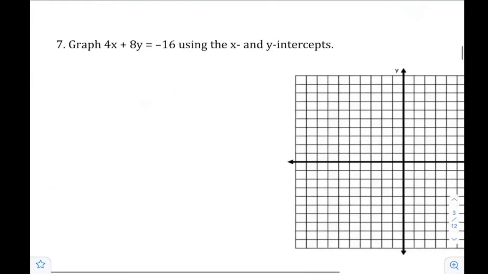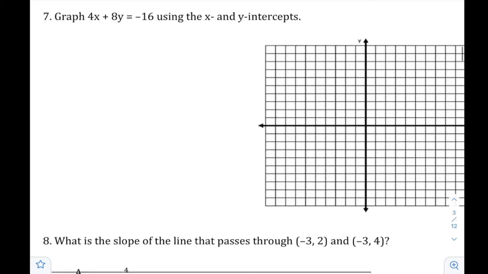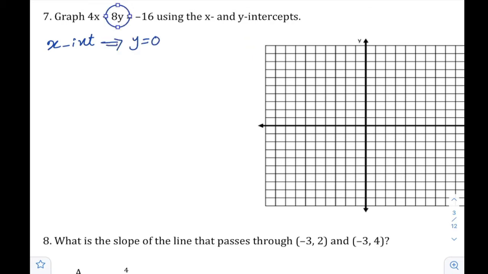Let's move to the graphing. Graph for x plus 8y equals -16 using the x and the y intercept. For this, we need first to find x-intercept. Usually, to find x-intercept, assume y is 0. So we will now cancel this. So it's 4x equals to minus 16.